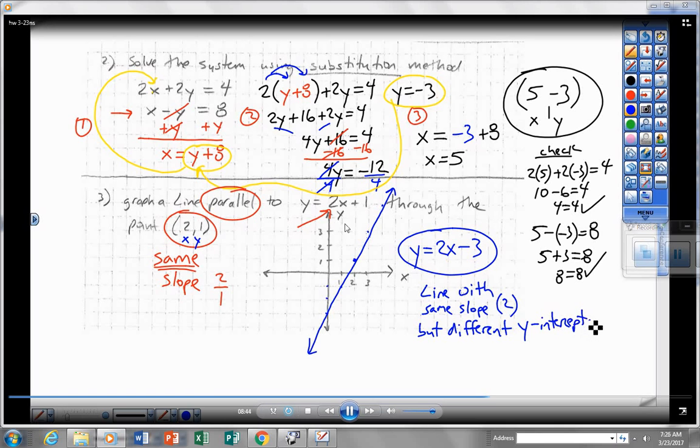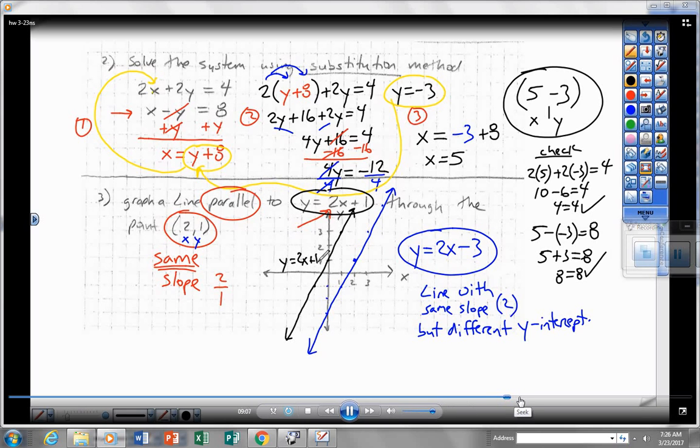So here in red, I'm going to graph that original line. So that line is y equals 2x plus 1. So 1 on the y-axis, over 1 up 2, over 1 up 2. That is the line y equals 2x plus 1, and you can see these are both parallel but have different y-intercepts.